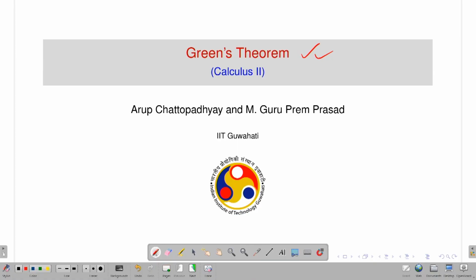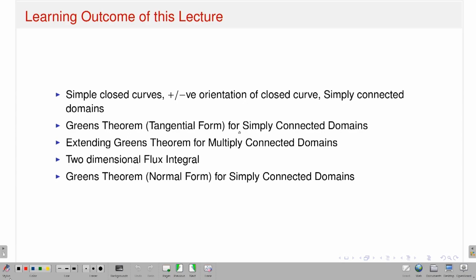So, that is the title of this slide, Green's theorem. This is one of the concepts, and once I am done with Green's theorem, then only 2 concepts will remain, which are Stokes' theorem and the divergence theorem. Okay. So, that is what I have written. So, the learning outcome of this lecture. What are the things I will start with at the beginning?